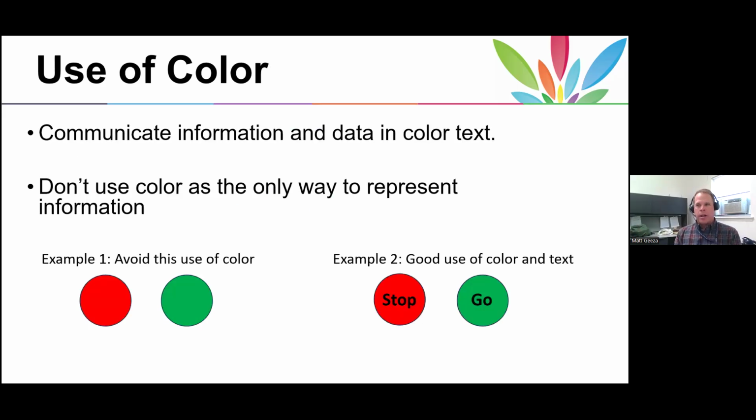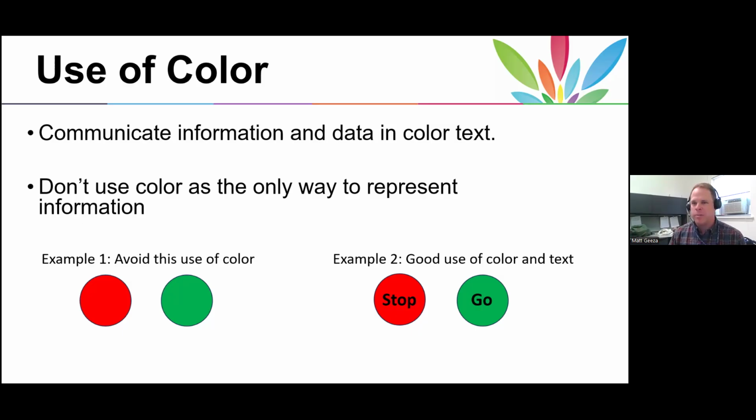Also, related to color, we want to communicate information and data in color and text. I left out the "and" in this first bullet point. Don't use color as the only way to represent information. I've got two examples. Example one is what you want to avoid. We just have a red circle and a green circle, but we don't know what they mean. In this case, it's stop and go.